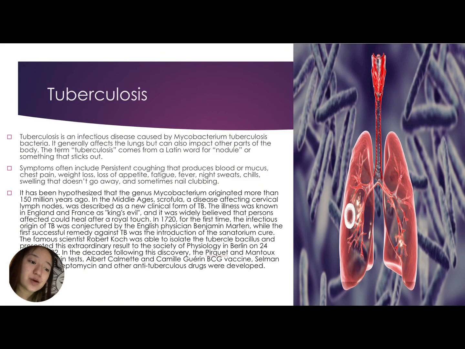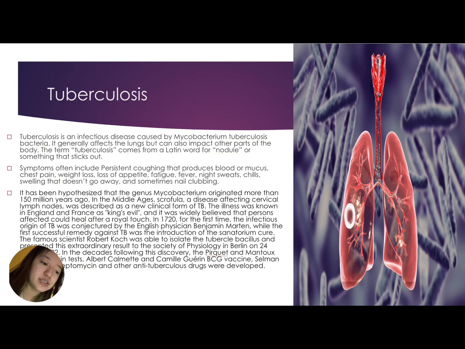It has been theorized that the genus Mycobacterium originated more than 150 million years ago. In the Middle Ages, the disease was known as scrofula, a disease affecting cervical lymph nodes. It was described as a new clinical form of tuberculosis. The illness was known in England and France as the King's Evil and it was widely believed that the person affected could heal after a royal touch. In 1720, for the first time, the infectious origin of tuberculosis was pondered by the English physician Benjamin Martin, while the first successful remedy against it was the introduction of the sanatorium cure.